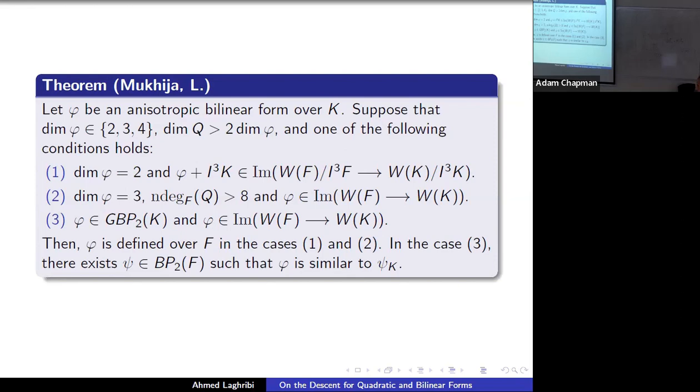We couldn't take the quotient by the powers of the fundamental ideal, because we don't know something about the unramified group for bilinear forms. And when phi is similar to a two-fold bilinear Pfister form, we get this. And in this case, we have, of course, phi defined. Okay?